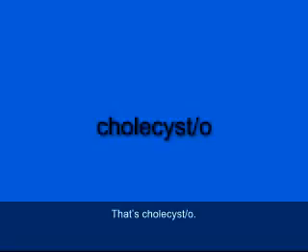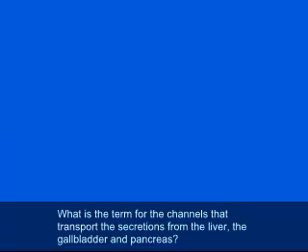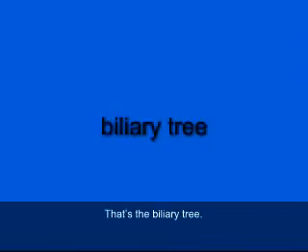What is the word part that refers to the gallbladder? That's cholecysto, C-H-O-L-E-C-Y-S-T/O. And what is the substance that the liver secretes that aids in the digestion of fats? Well, that is bile, B-I-L-E. What is the term for the channels that transport secretions from the liver, gallbladder, and pancreas? That's the biliary tree, B-I-L-I-A-R-Y, tree, T-R-E-E.